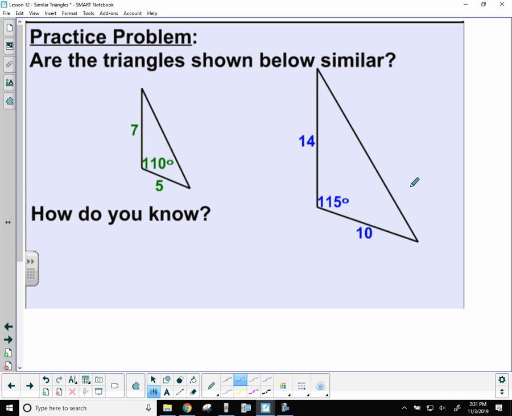Immediately, we can already tell the angles that are included are different. So we already know it's not enough information. It's not similar right off the bat.